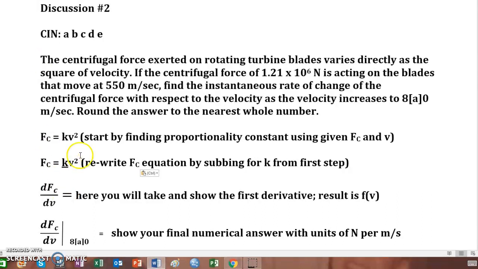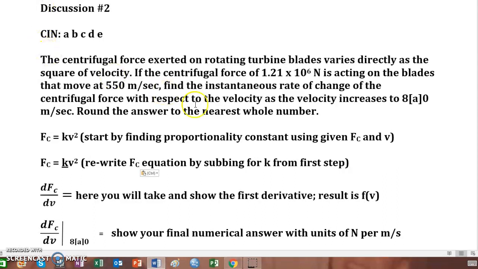So before I talk about setting this up, let me point out a couple key things we need in order to do this. The first idea is found in the first sentence, and that is there's a relationship that has been established between centrifugal force and velocity. So we will need to first handle that before we go on to anything else.